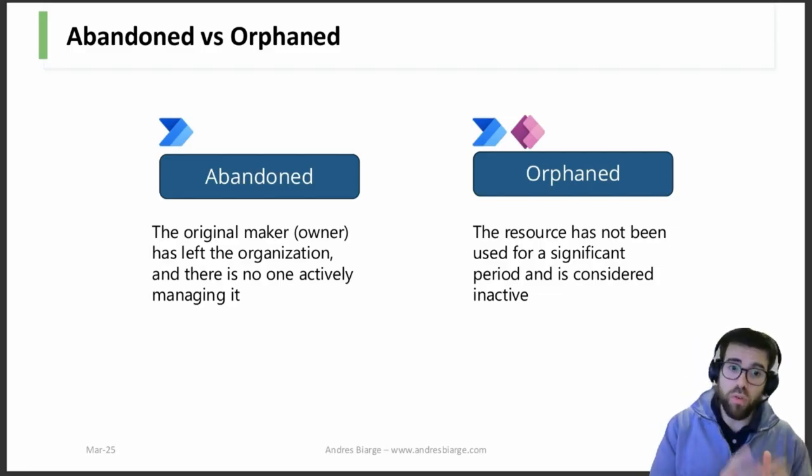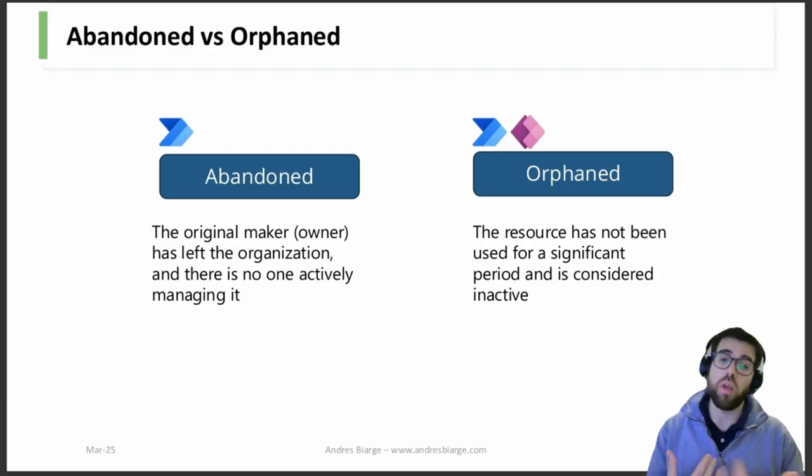But orphan resources are the ones where the owner has left the organization. So say I had a flow or a Canvas app, and then I leave the organization. What happens? The flow will stop working, and the Canvas app, well, nobody will be able to share it again or edit it.